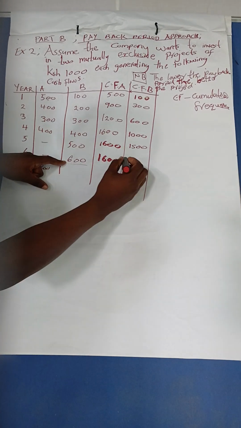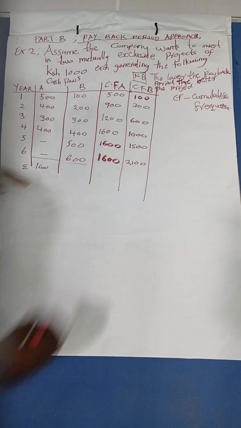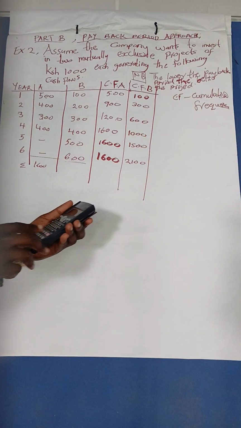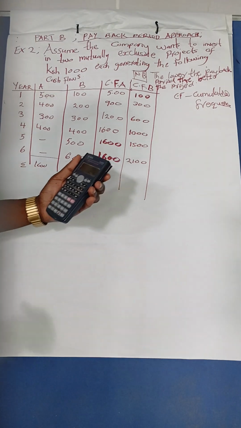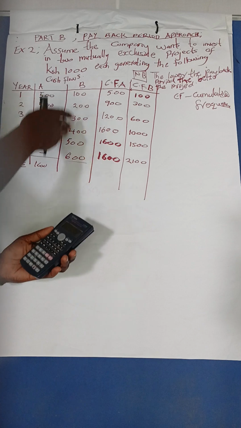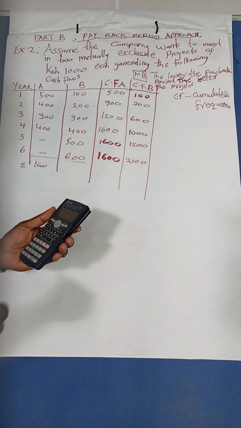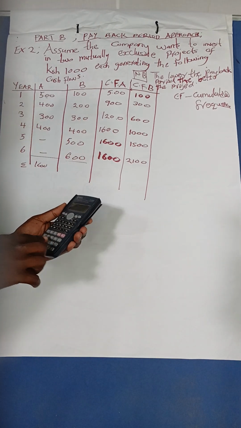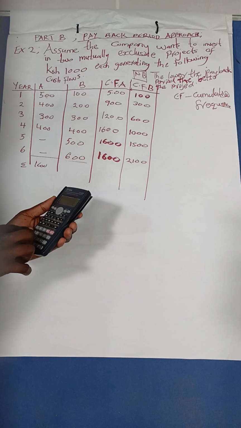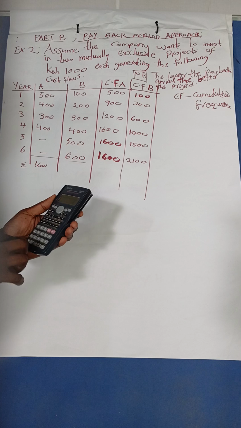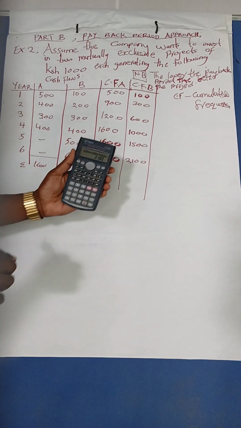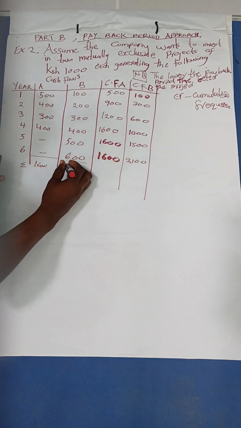1500 plus 600, we'll have 2100. Then, as a good student, I will pick my calculator. The way you can see, I have mine here, scientific calculator. I will add the totals for project B, the cash flow for project B for the 6 years. So I will take 100, add to 200, add to 300, add to 400, add to 500, add to 600. I get 2100. This is 2100, comrades. So I will put here 2100.